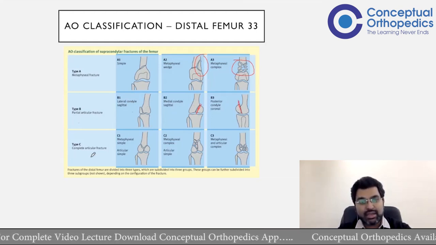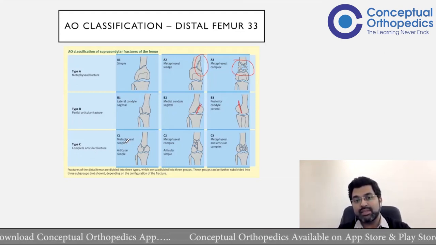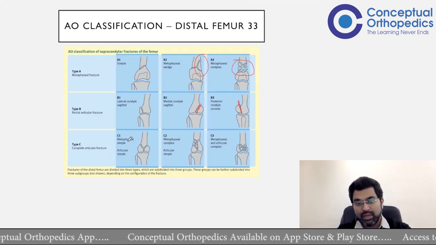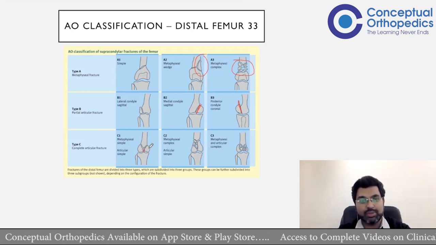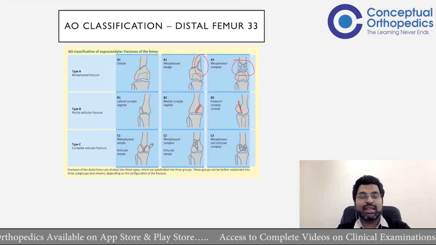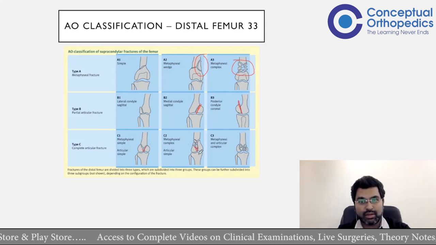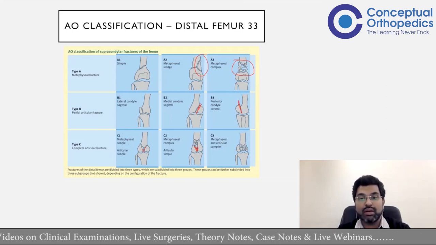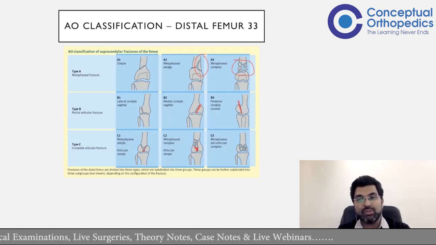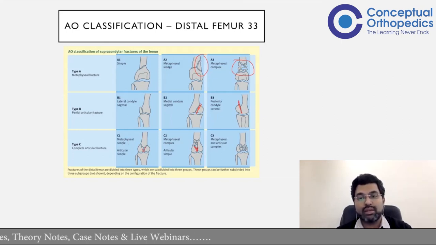In type C, it is a complete articular fracture, which means both the condyles are involved. It can be, again, simple. C1, which is both articular area and metaphyseal area are simple, straightforward fractures. In C2, the articular fracture is simple, two fracture lines going like this, but there is comminution in the metaphyseal area. And in C3, both the metaphyseal and articular comminution is present. So this is how we classify the supracondylar fractures.